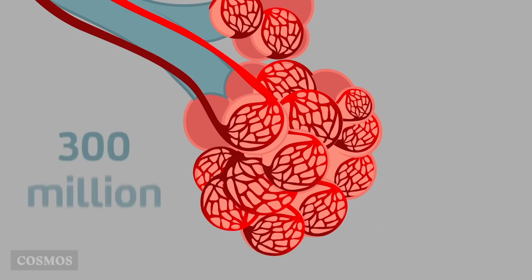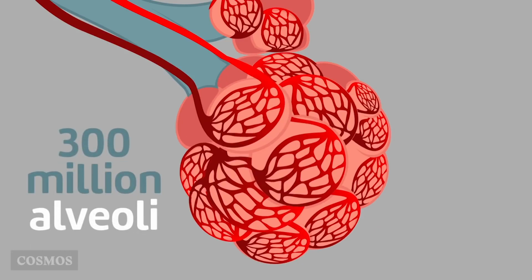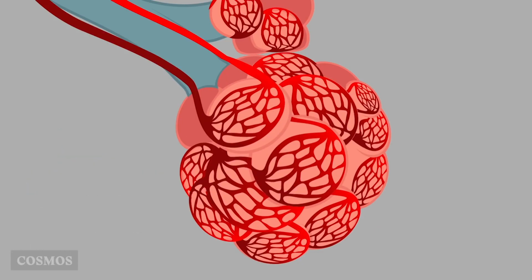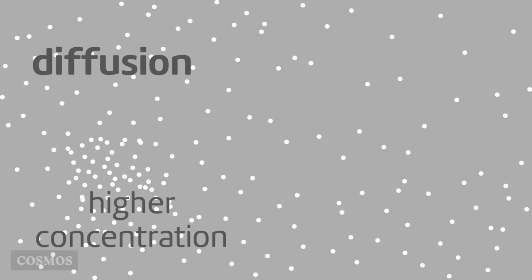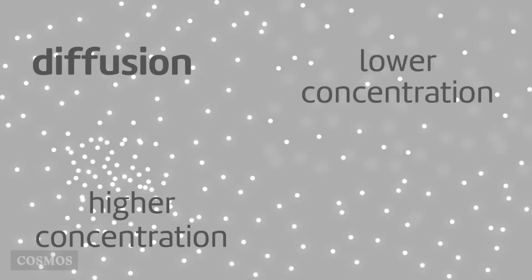When we inhale, all 300 million alveoli expand and fill with air. Oxygen diffuses from the alveoli into the blood, and carbon dioxide diffuses from the blood into the alveoli. Diffusion is the natural movement of gas or liquid particles from an area of higher concentration to an area of lower concentration.